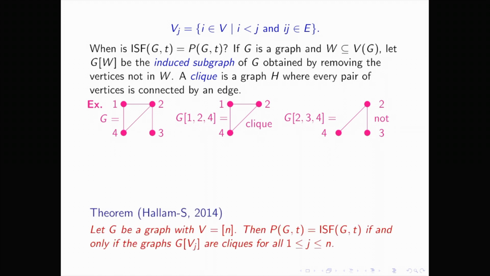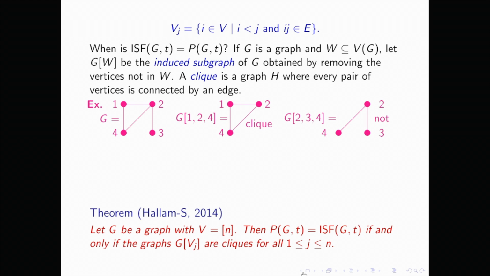So here is our condition. If I've got a graph, its vertices are 1 through n, then the chromatic polynomial and the increasing spanning forest polynomial are equal if and only if we take these magical V_j sets that we just introduced and look at their corresponding induced subgraphs. If those are all cliques, then the polynomials are equal. And this is if and only if. If we don't get a clique for one of these graphs, they aren't the same.